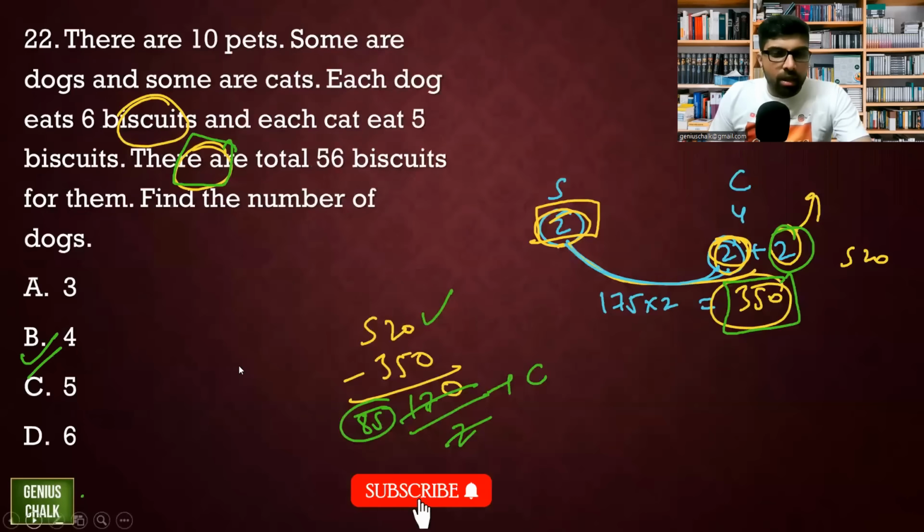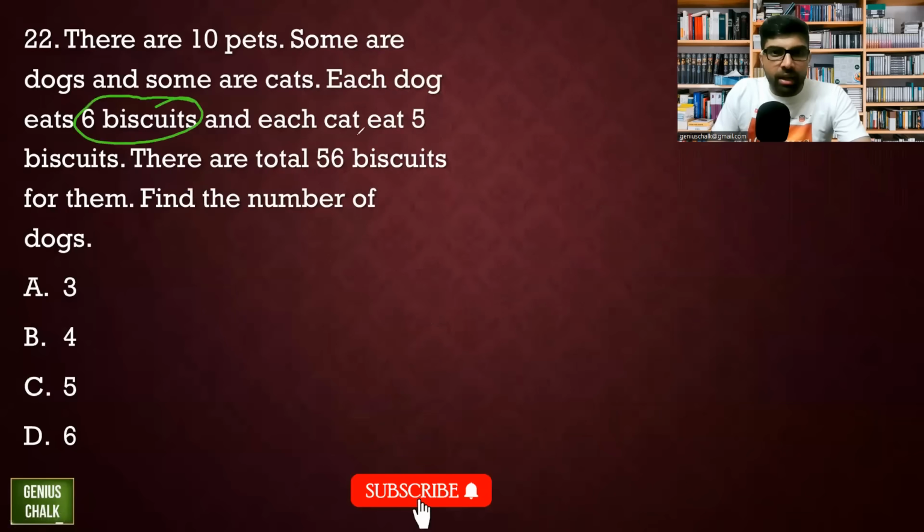Okay. All right. Next one, the same type. If there are 10 pets, some are dogs, some are cats. Each dog eats 6 biscuits. Each cat eats 5 biscuits. The total is 56 biscuits for them. Find the number of dogs. Again, using first the topic which we are discussing, that is alligation.